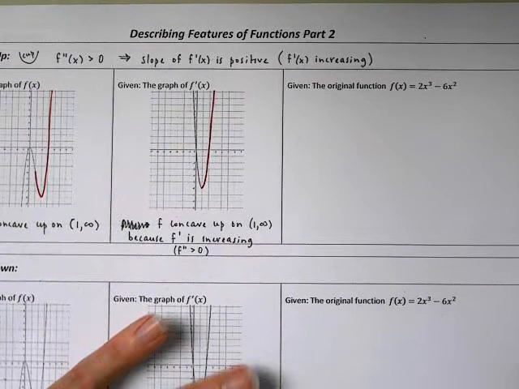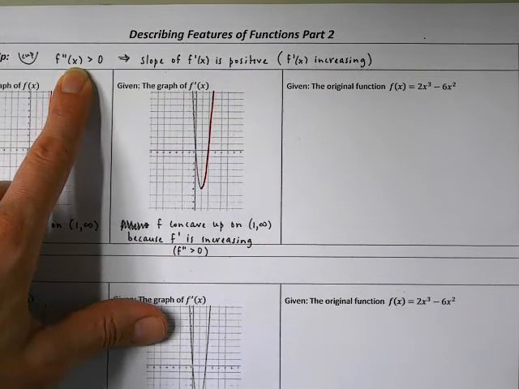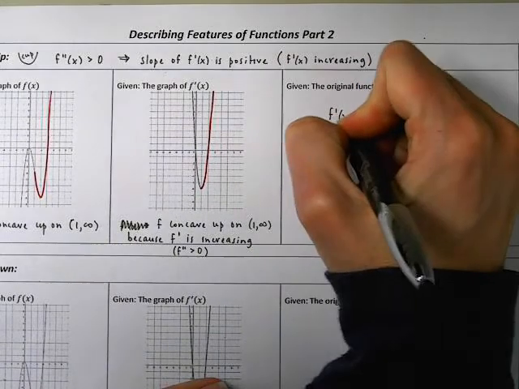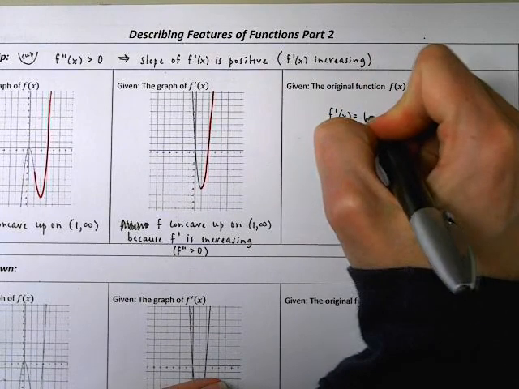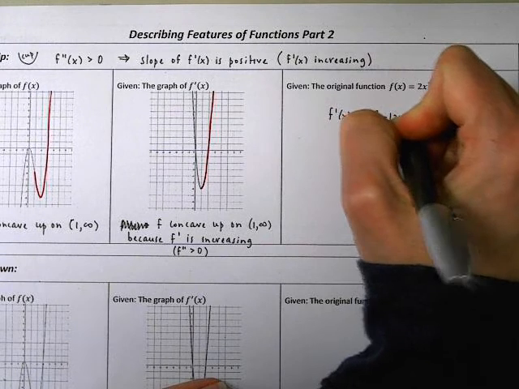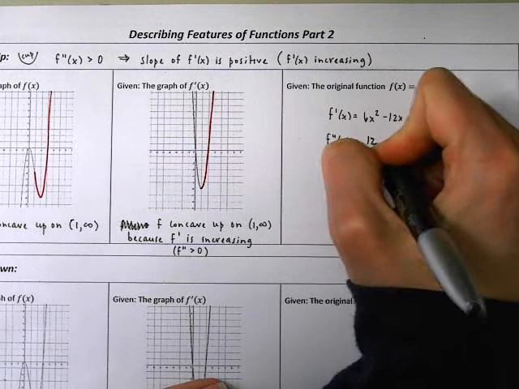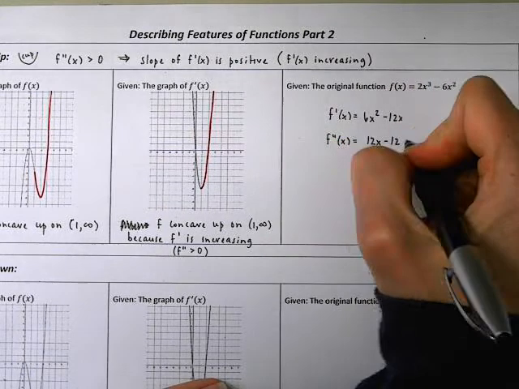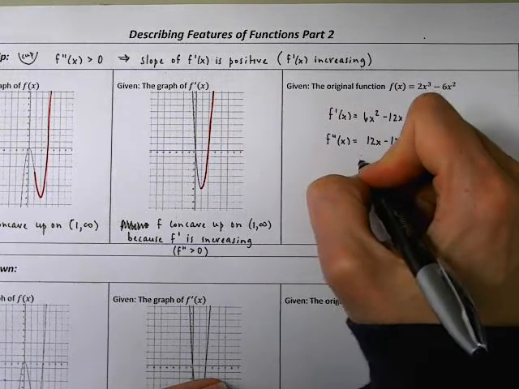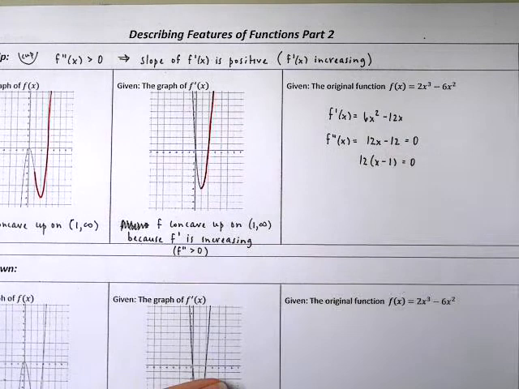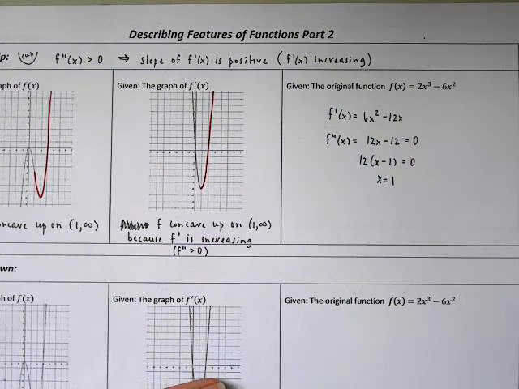Now, if I have the function, I know again, I'm looking for where that second derivative is greater than 0. So the first thing I have to do is find that second derivative. So I know my first derivative is going to be equal to 6x squared minus 12x. My second derivative is going to be equal to 12x minus 12, and I want to know where that's equal to 0. So if I factor out a 12, I'm going to have 12 times x minus 1 is equal to 0.